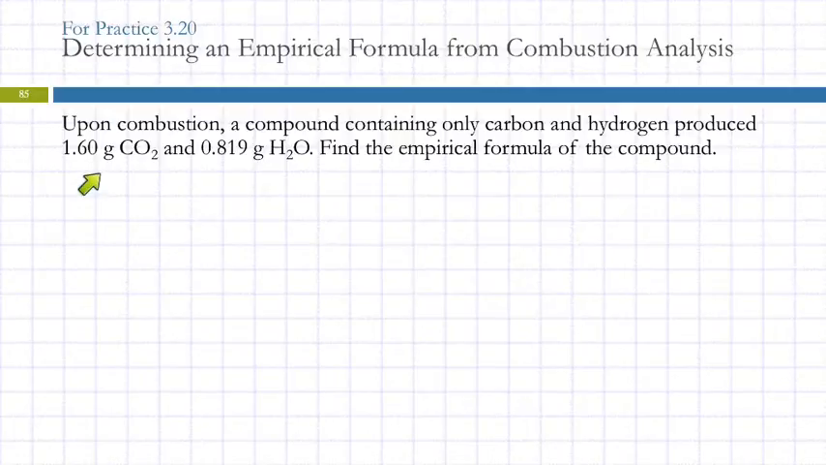Here, we're given masses of compounds, and so we need to find out how much carbon is in 1.60 grams of carbon dioxide. So we've got grams of carbon dioxide. From that, we can figure out how many moles of carbon dioxide we have. And from moles of carbon dioxide, we can find moles of carbon.